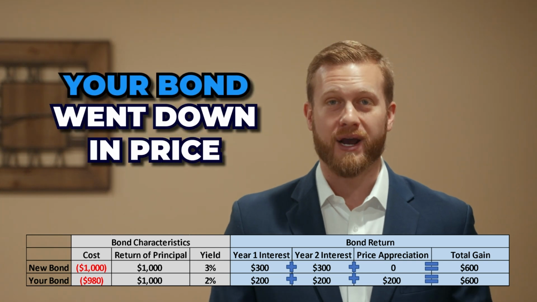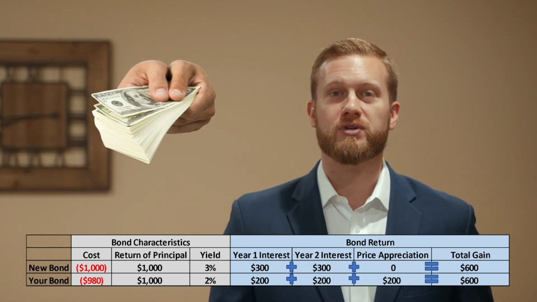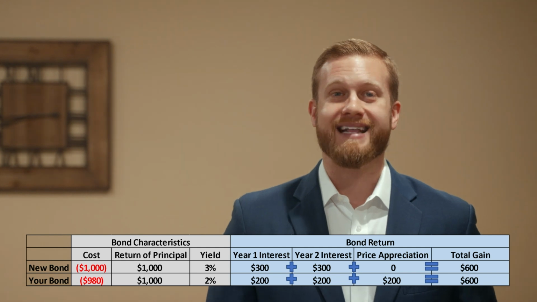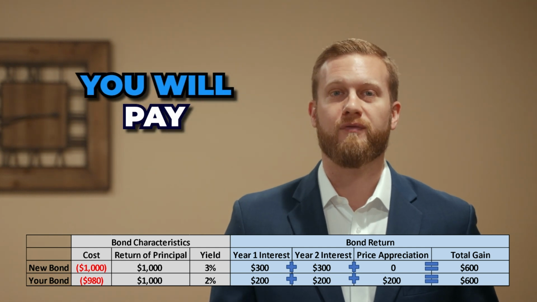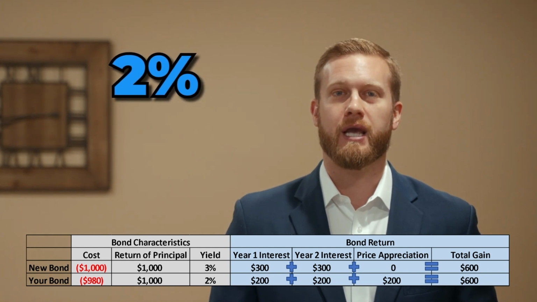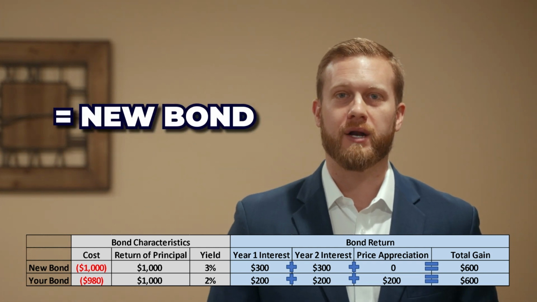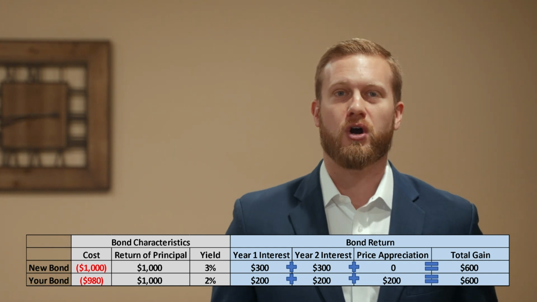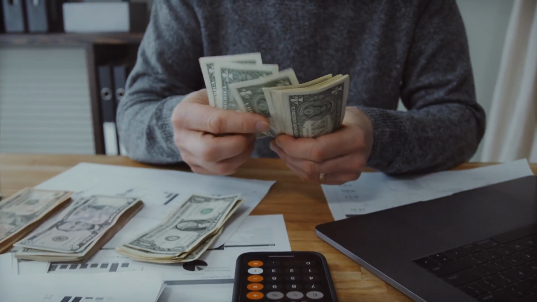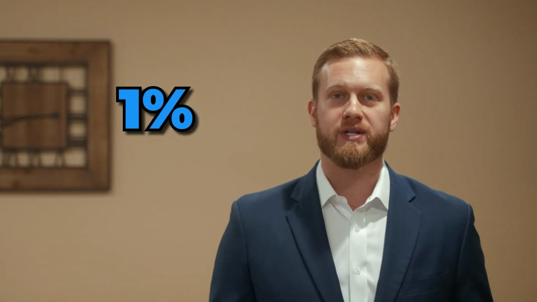But if your bond went down in price by 2%, then the future returns will be the same as the new bond. Instead of 6% yield, it would pay 4% yield and 2% in price appreciation, or 6%, making it equal to the new bond. Remember, the vast majority of bonds are structured to give you back your original investment in the end. So, in this scenario, a 1% move in interest rates caused your bond to go down in value by 2%.